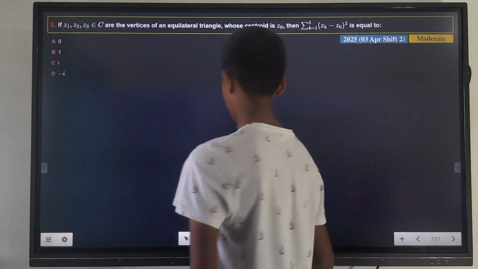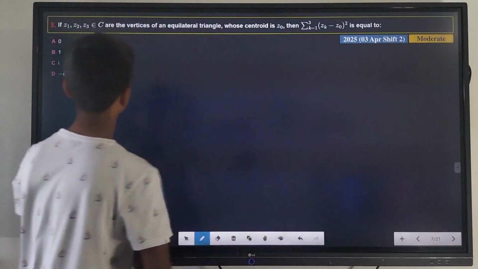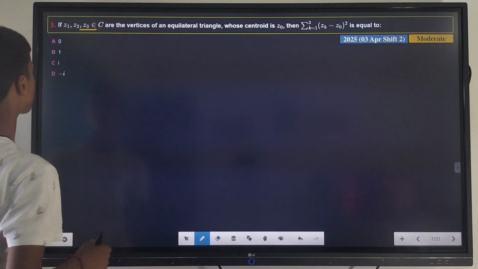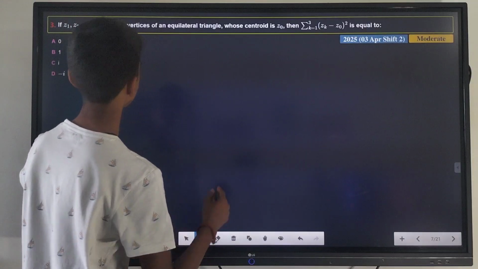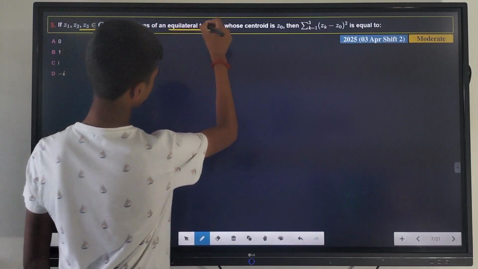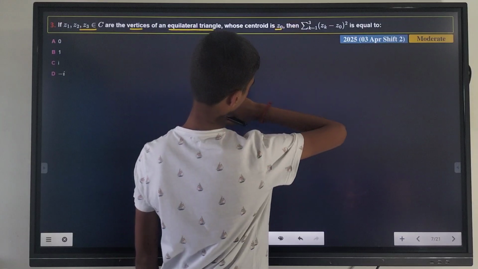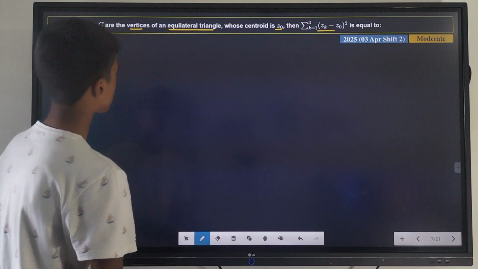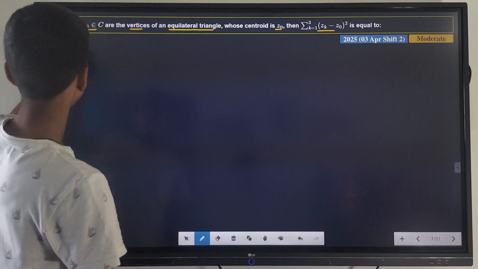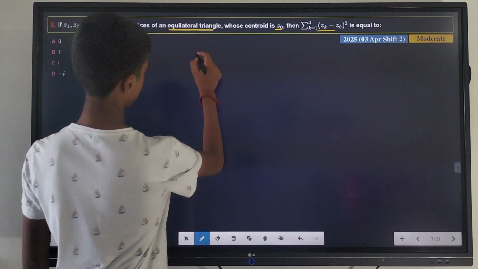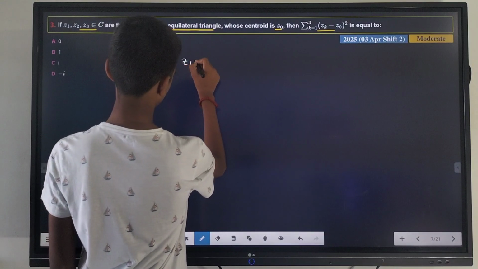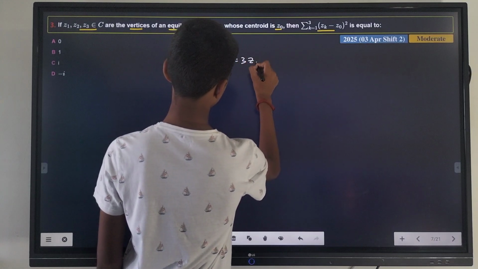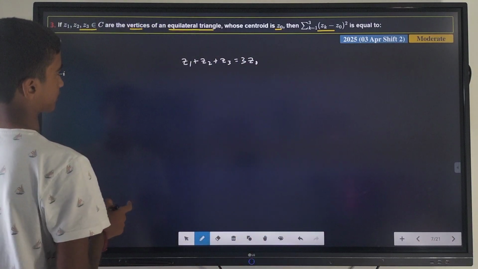Here is our next question. This time our question says, if z1, z2, z3 belong to complex numbers and are the vertices of an equilateral triangle whose centroid is z0, then we have to find the value of the sum. So first in this question, z1, z2, z3 are vertices of an equilateral triangle, so we can say z1 plus z2 plus z3 is equal to 3 times z0, because this is an equilateral triangle.